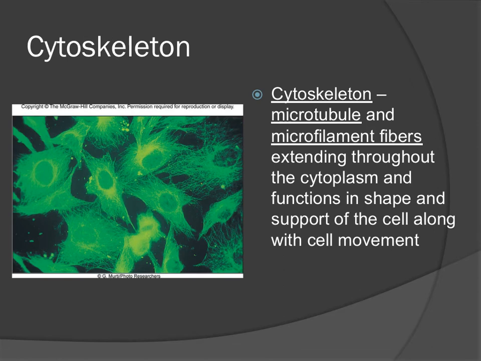The cytoskeleton, just think of this as your structure, just as the skeletal system of your body. This is the skeletal system of our cell. So we have microtubules and microfilament fibers extending throughout the cytoplasm and functioning in the shape and support of the cell along with cell movement. This is a network of fibers throughout the cell's cytoplasm that helps the cell maintain its shape and gives support to the cell.